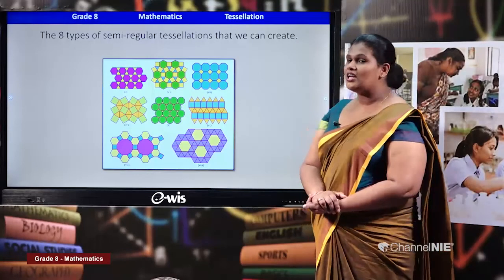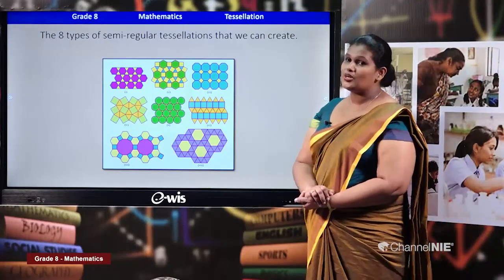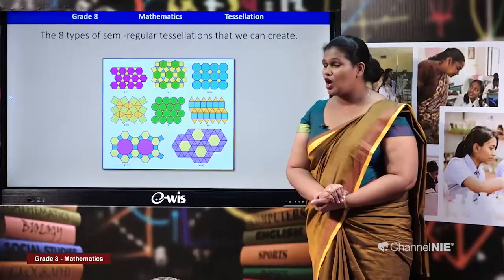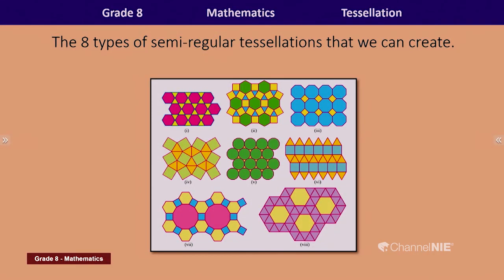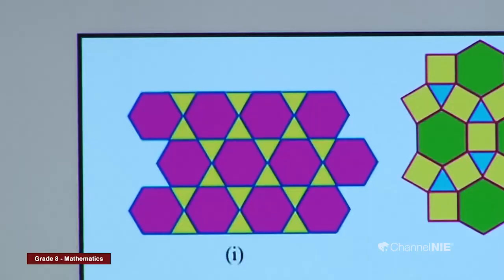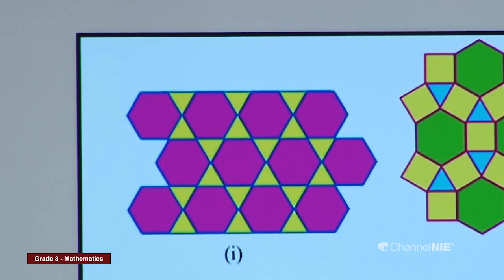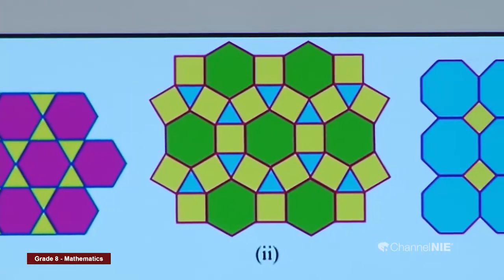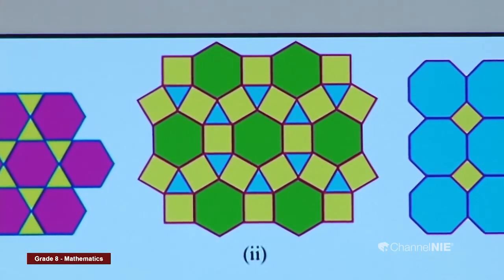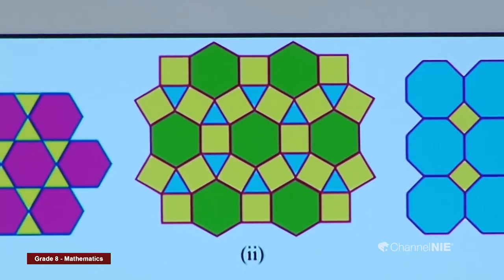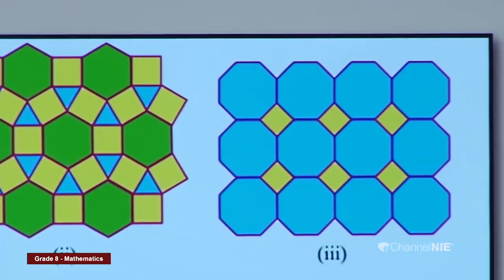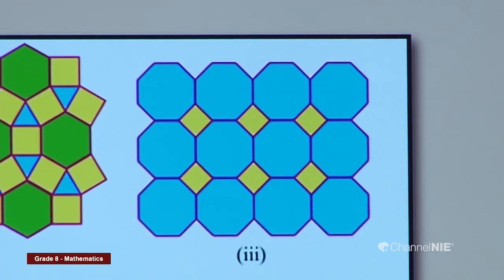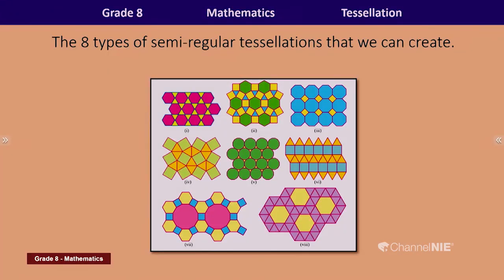There are only 8 types of semi-regular tessellations. So, here I have mentioned all 8 types. So, look at the first one. There we have used only regular hexagons and equilateral triangles to construct this semi-regular tessellation. When we look at the second one, there we have only squares, equilateral triangles and regular hexagons. In the third one, we have got squares and regular octagons. In the fourth one, we have equilateral triangles and squares only.